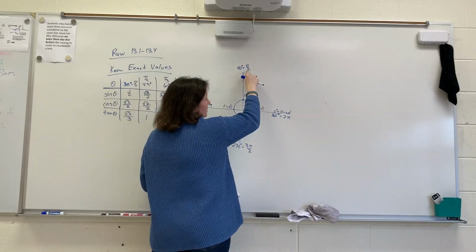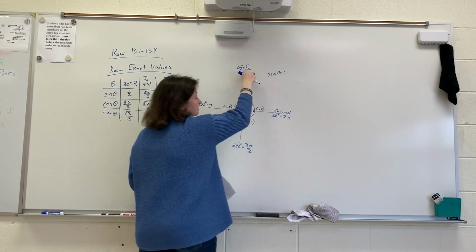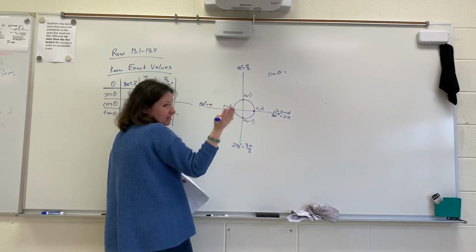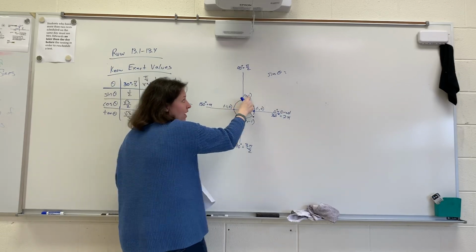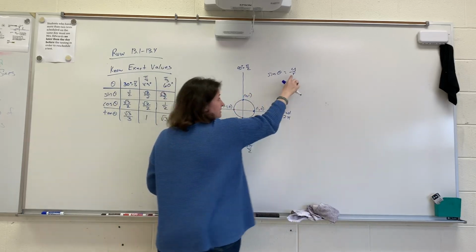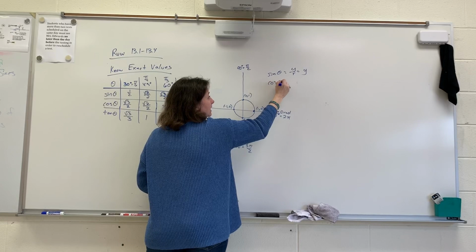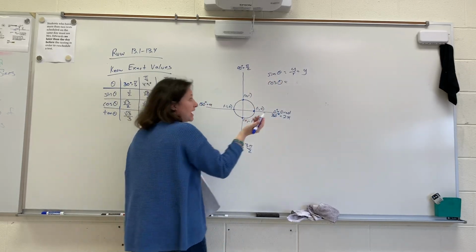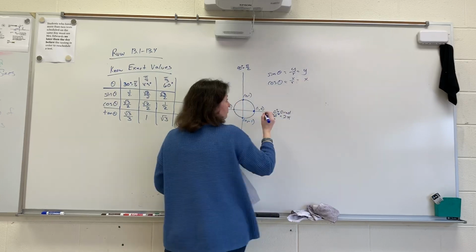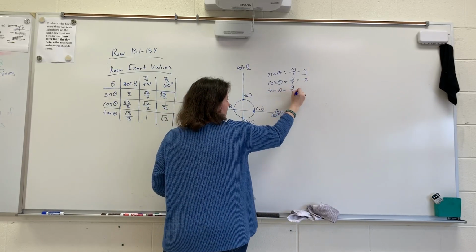So sine of pi over 2 is y over the radius, where the radius is 1, so it's just whatever y is, which is 1. Cosine we get by looking at x over the radius, but if the radius is 1, it's just going to be whatever x is. And tangent we get by doing what? Whatever y divided by x is.